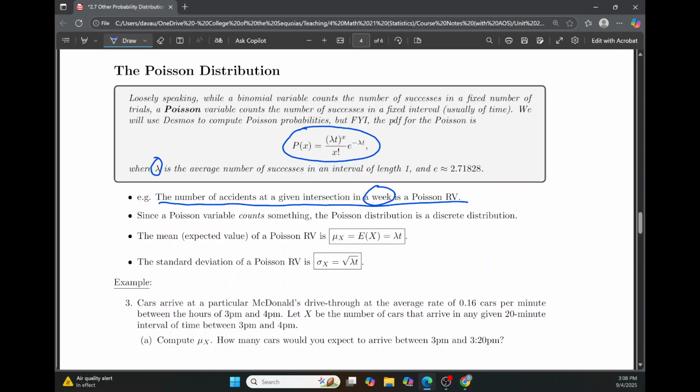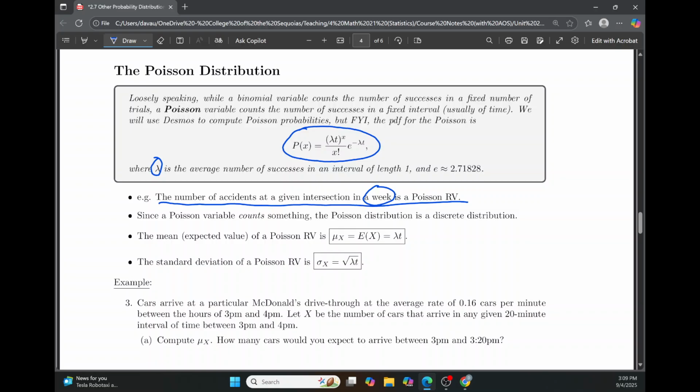Now, since the Poisson variable counts something, the Poisson distribution is a discrete distribution, and that'll be important when it comes time for us to compute probabilities, because it means that we'll have to make the discrete adjustments whenever we're trying to compute the probability that x is strictly greater than a number or strictly less than a number. We'll talk about this a little bit more further down.